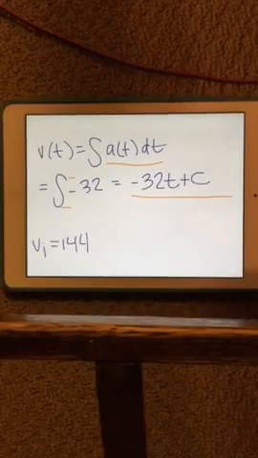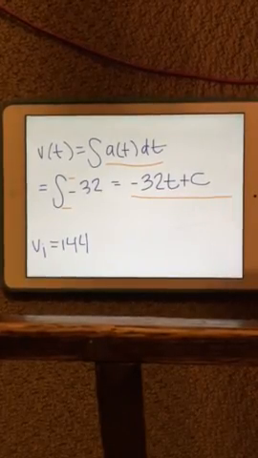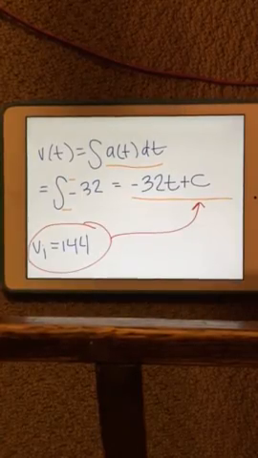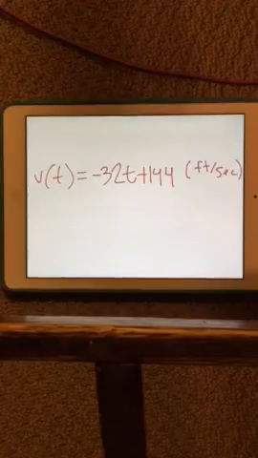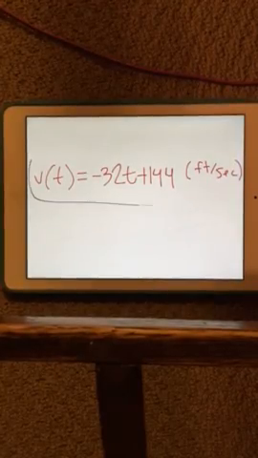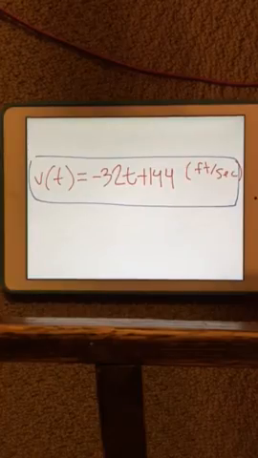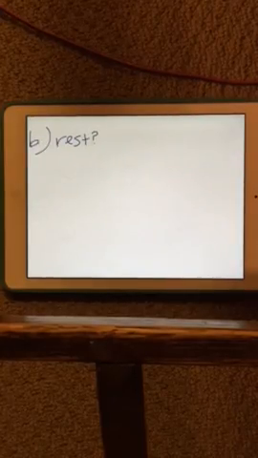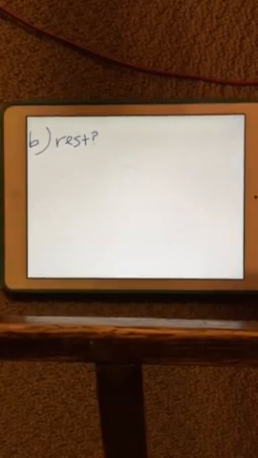But we do know the initial velocity is 144, so we plug that into c. And with that, we get the final velocity equation, which is negative 32t plus 144 feet per second. So this was part A, and part B asks us, when was the ball at rest, and what is happening at that point in time?